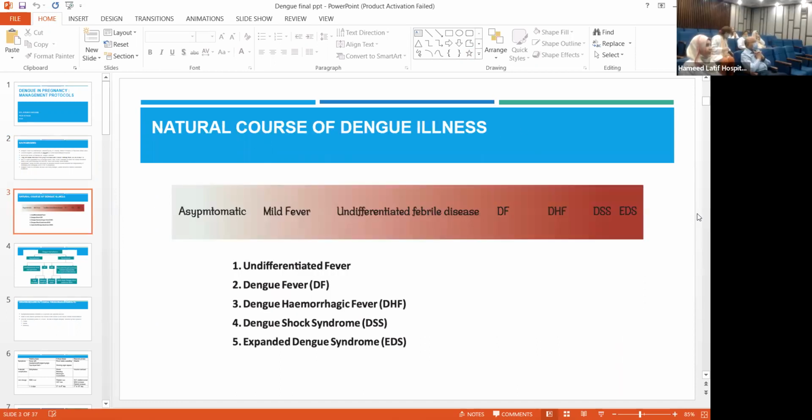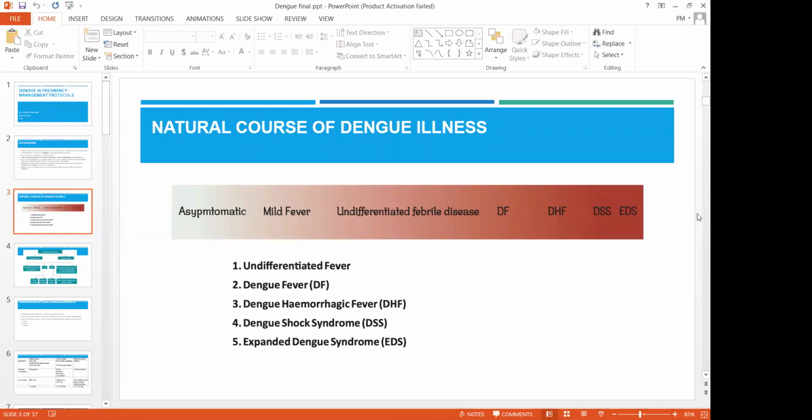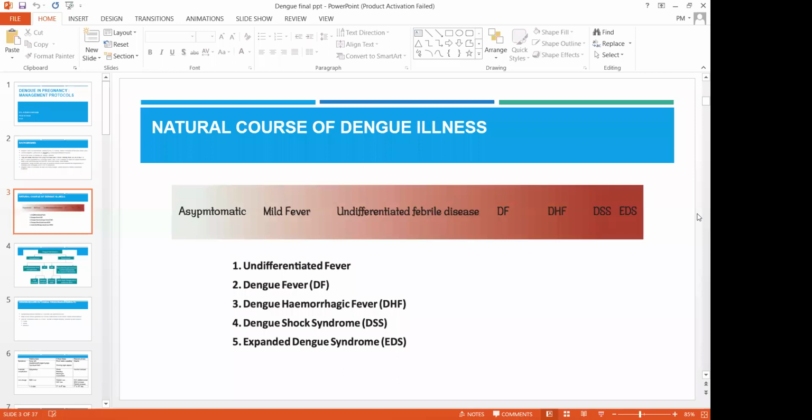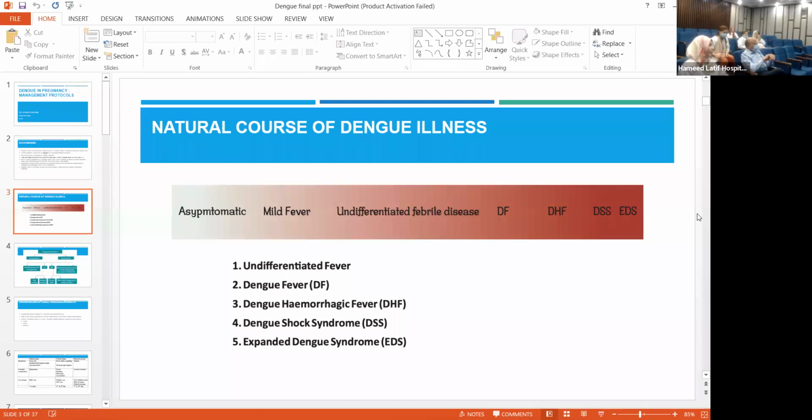The natural course of dengue illness flows from asymptomatic to mild fever, and then undifferentiated febrile disease, which can later become dengue fever. And if it is complicated, it can result in dengue hemorrhagic fever. The difference between dengue fever and dengue hemorrhagic fever is that plasma leakage occurs in dengue hemorrhagic fever, and it is absent in dengue fever. Due to plasma leakage, it can further end up in shock syndrome and expanded dengue syndrome, in which multiple organ failure occurs.